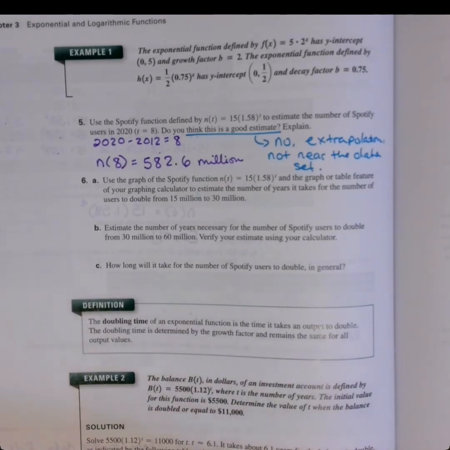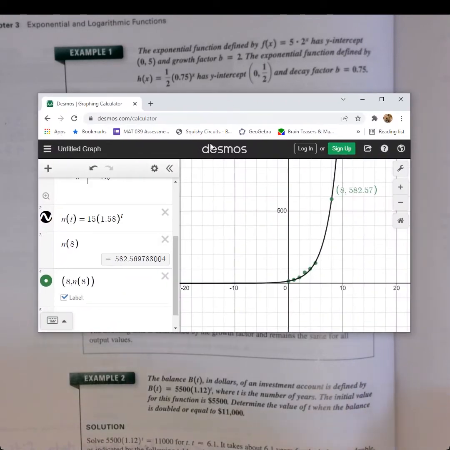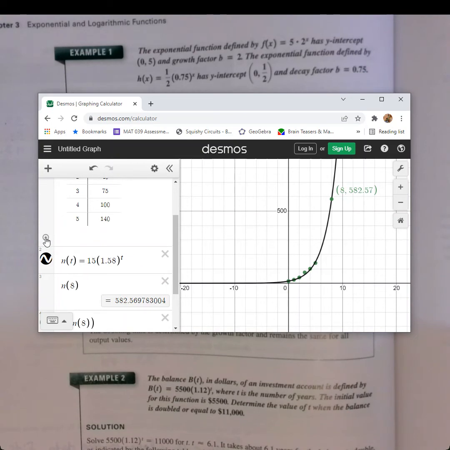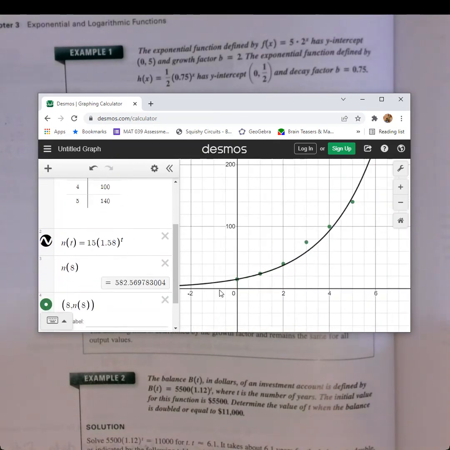All models will break down, and exponential models break down quickly past the boundaries of their data set. All right, so use the graph of this function or the table feature to estimate the number of years it takes for the number of users to double from 15 million to 30 million. I've got my graph here still. I'm going to zoom back in on the data set. And 15 million is right here at the vertical intercept.